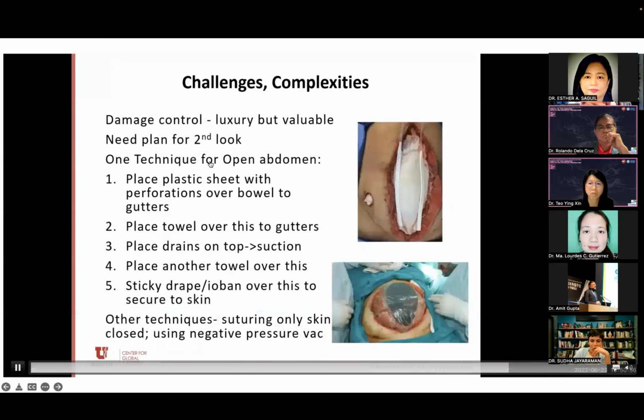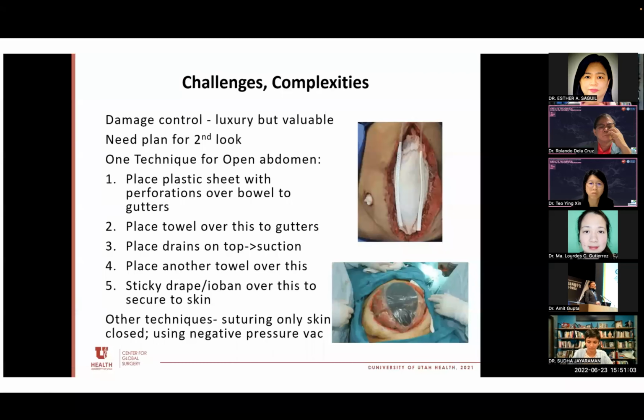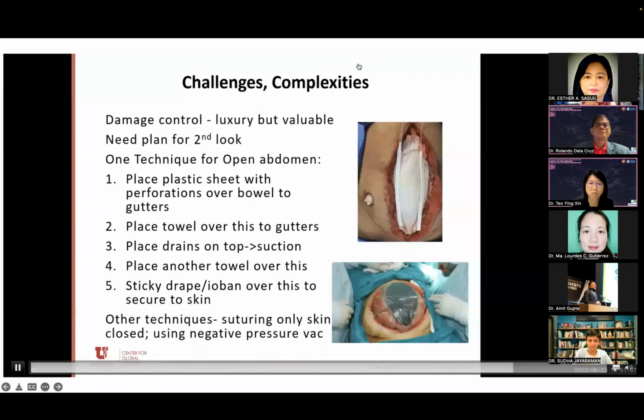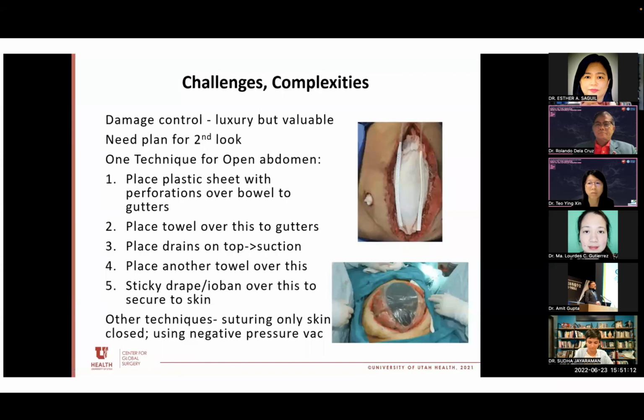I'll tell you a little bit about damage control, as I mentioned it earlier. This can be a luxury depending on the resource availability of your institution, but it's a valuable tool to have in your toolkit. First of all, if you plan to do damage control, you need to have a plan for who and how and when that second look operation is going to occur. And so you need to think about what those steps involve. And again, this is part of that anticipation of next steps.